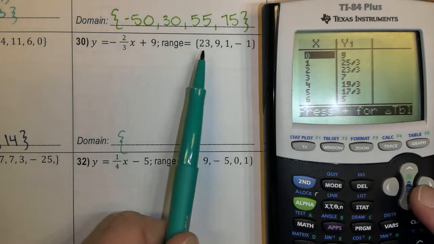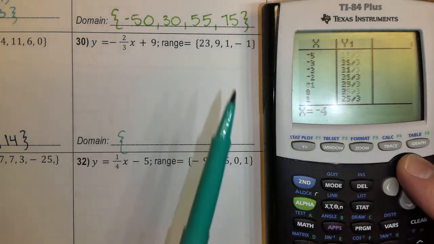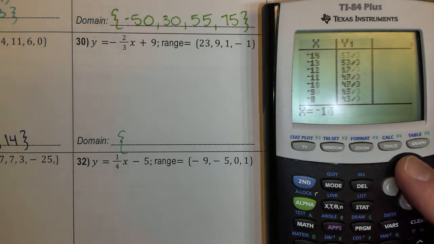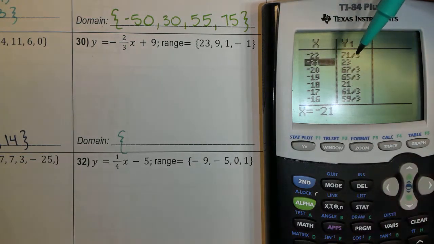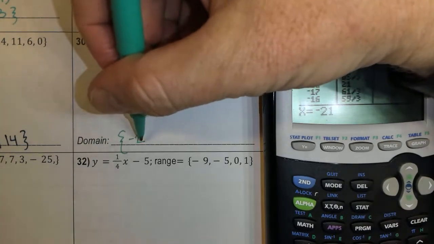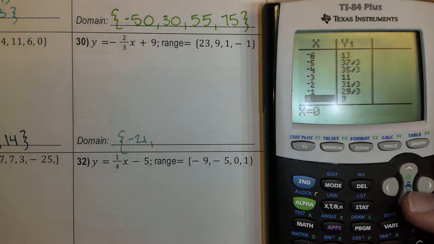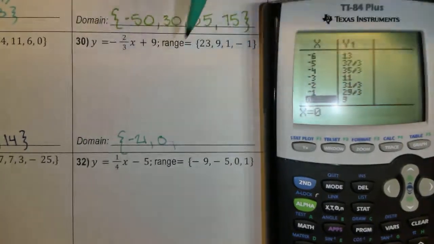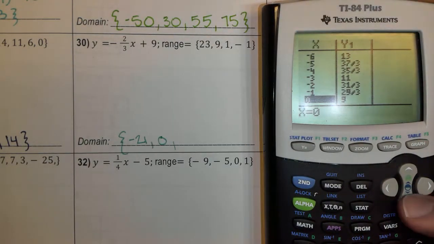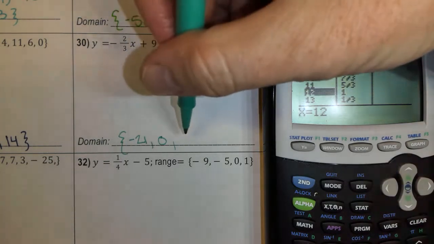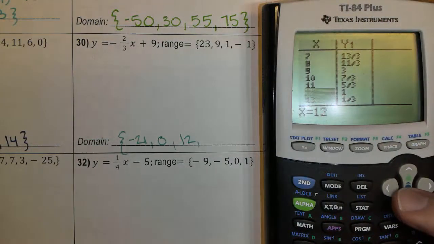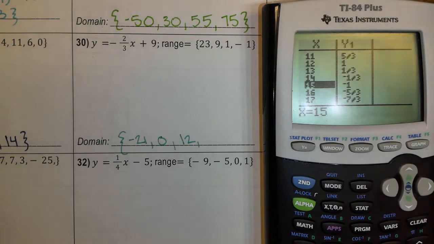So I want to find 23. Gonna go all the way up right there. So when y is 23, x is negative 21. Now I need 9. Gotta go back down. X is 0, 1, and negative 1. Okay, so 1, we have 12, and negative 1, right here, 15.